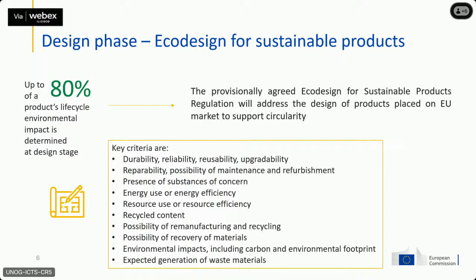But the design stage is really a key element. What we claim is that up to 80% of the product lifecycle environmental impact is determined at the design stage. Take this number with a pinch of salt, but what we're trying to say here is that a lot is determined at the design stage of the product. And so what will happen now is that we will look into different material groups and set criteria and minimum thresholds for durability, reliability, reusability, also recyclability, recycled content obligations, and so on and so forth. So this is really the big game changer in town, which is called the Eco-Design for Sustainable Products Regulation.